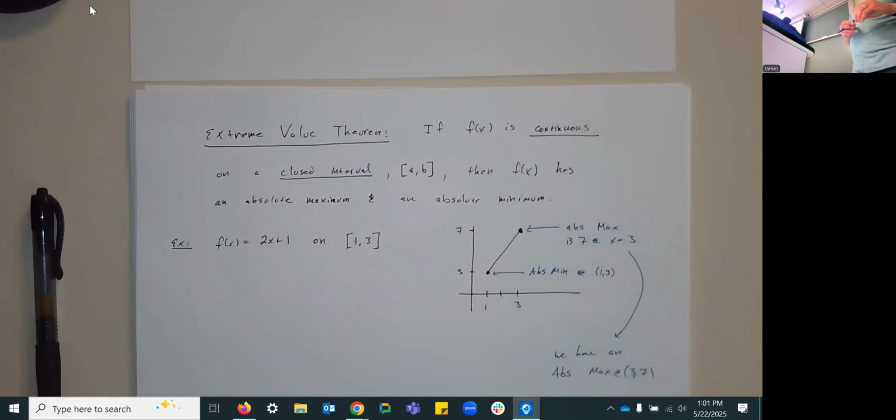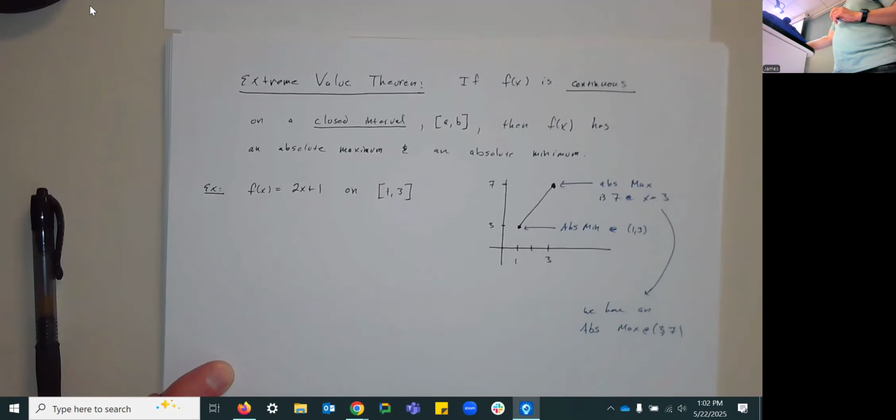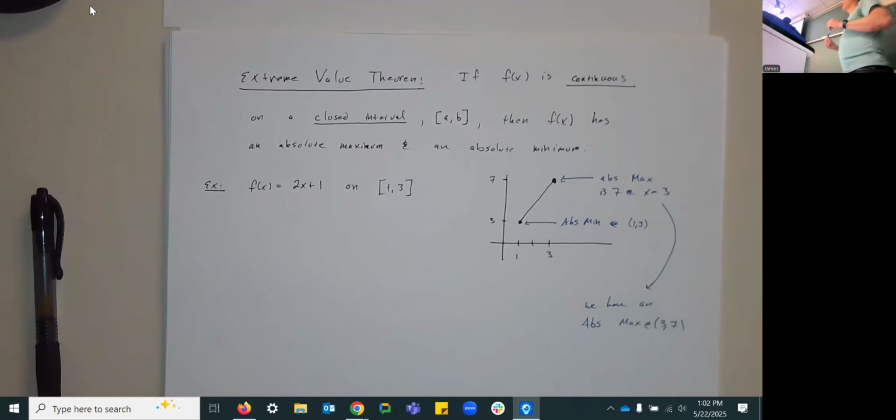Questions before we look at some more? I'll point out, it's really important with these kind of problems to make sure you're reading the question carefully, because they'll sometimes ask you for what is the maximum value. Sometimes they'll ask you where is the maximum value. Those are different answers. The answer to where is 3. The answer to what is 7. So make sure you're reading, especially those Webwork problems, very carefully.